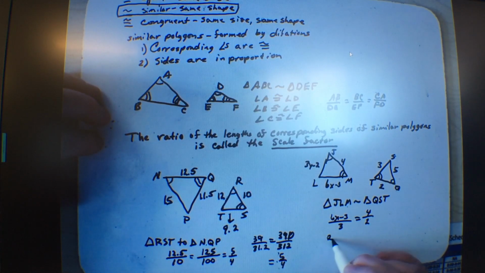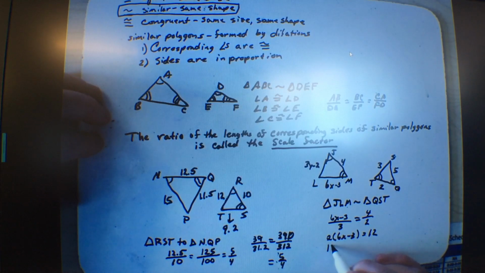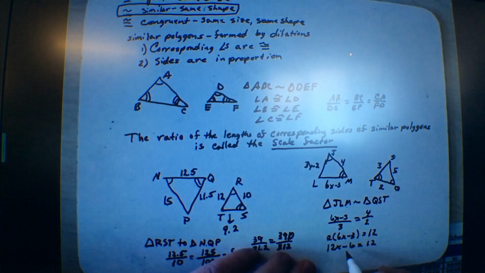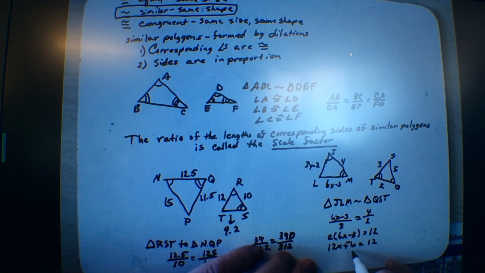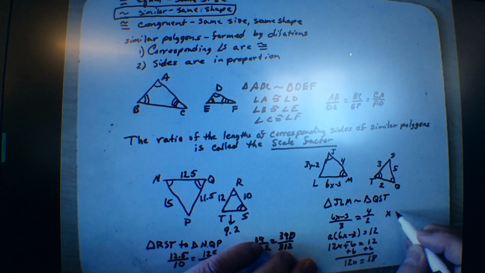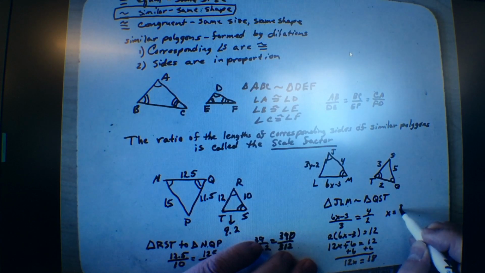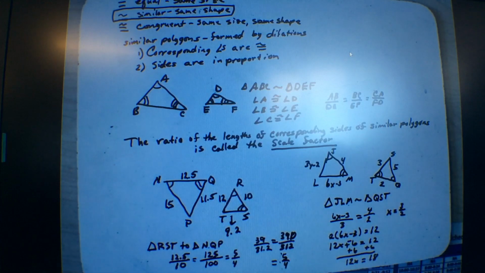Now I cross multiply. 2 times 6x minus 3 equals 3 times 4, which is 12. Using the distributive property, I get 12x minus 6 equals 12. I'm going to subtract a negative 6 or add 6 to both sides. And I get 12x is what? 18. So x equals 18 divided by 12, which is 9 over 6, which is 3 halves? 3 halves. Okay.